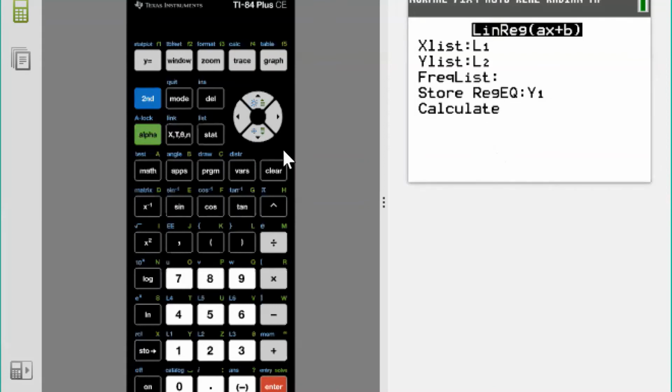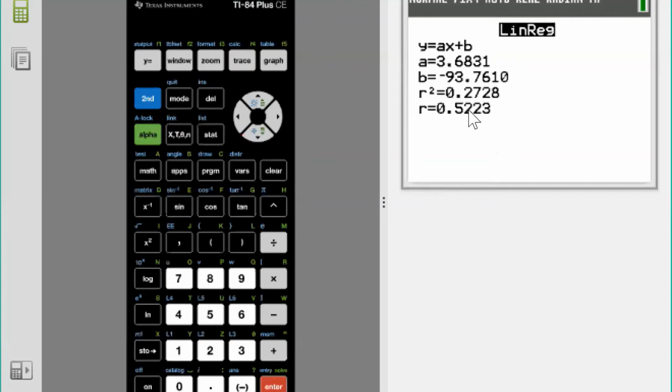Now go down here and calculate. What is the value of R? Did we get the same value? Please check it. Yes, 0.5223. Very good. So we get the same answer. Please write that down in your note catcher.